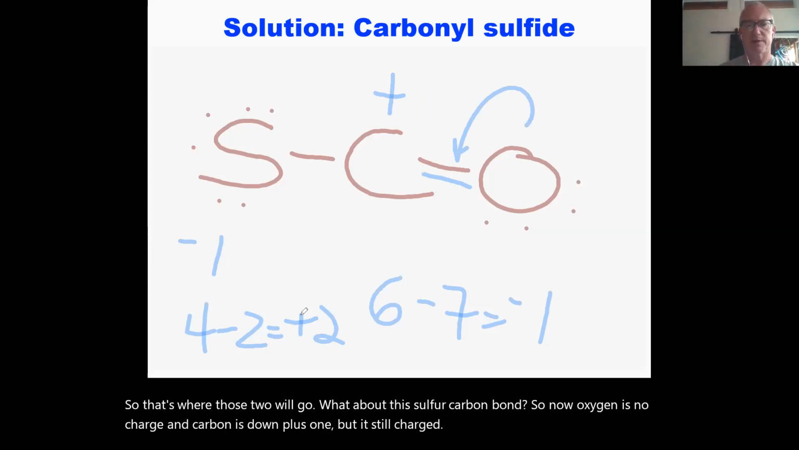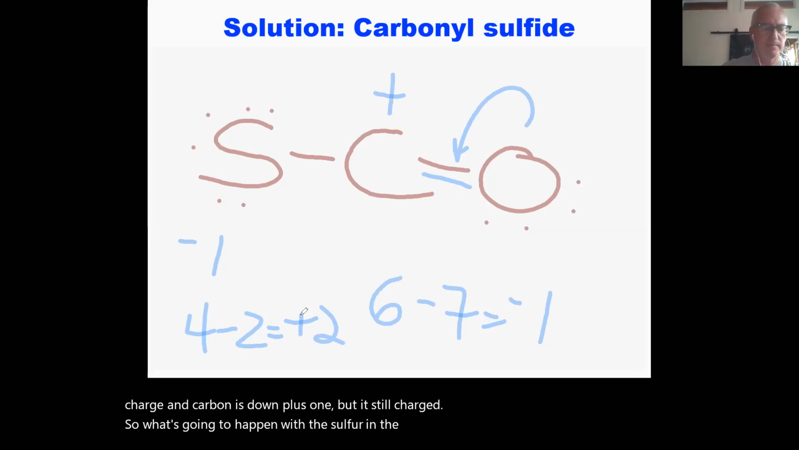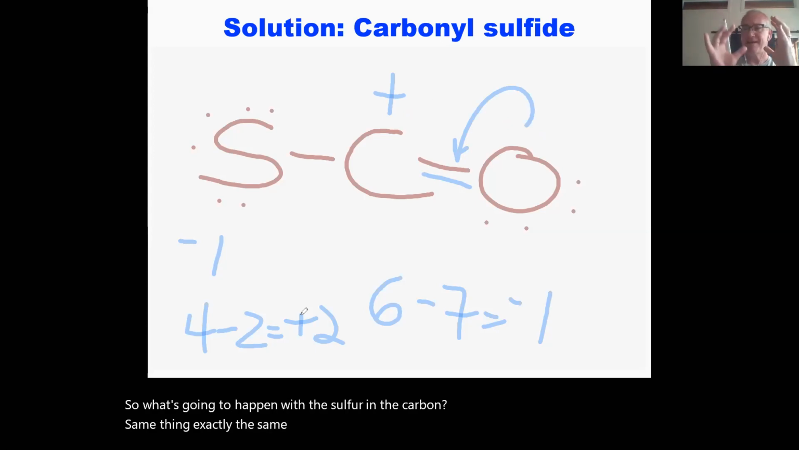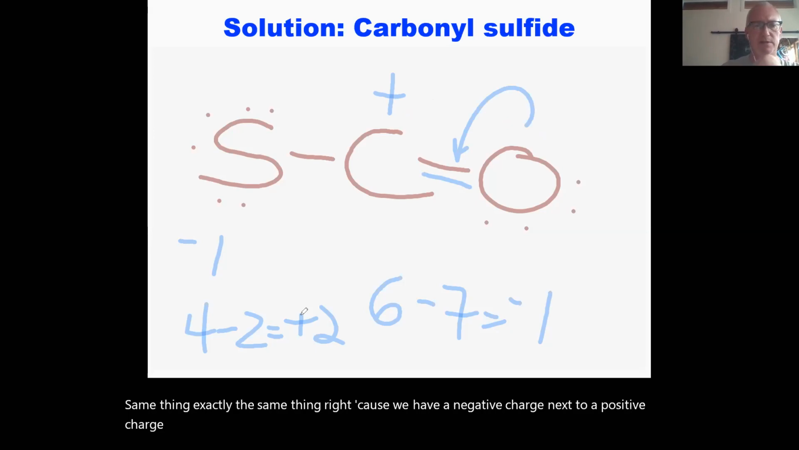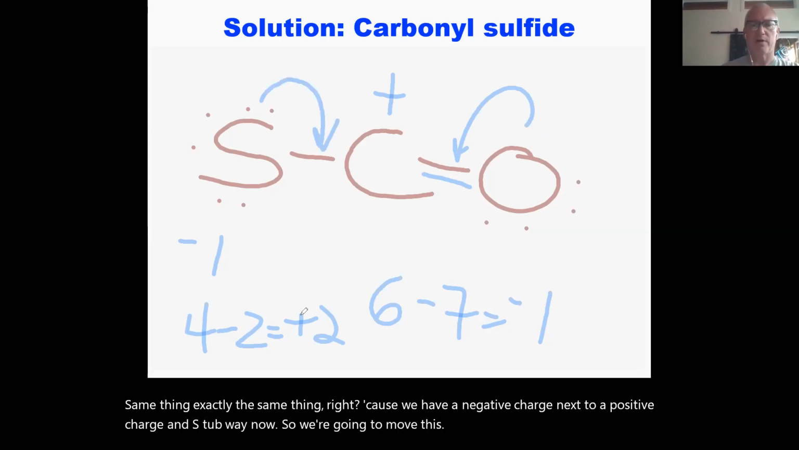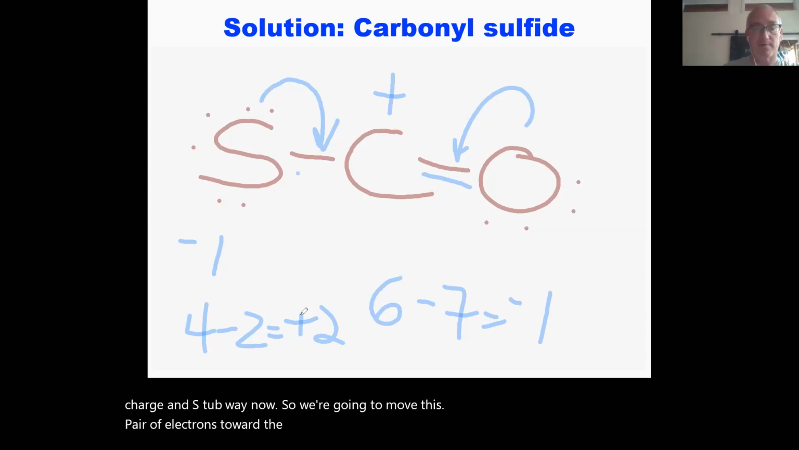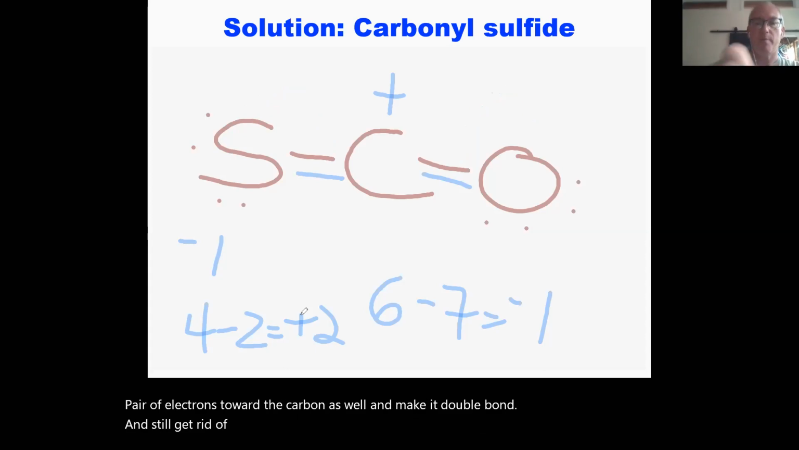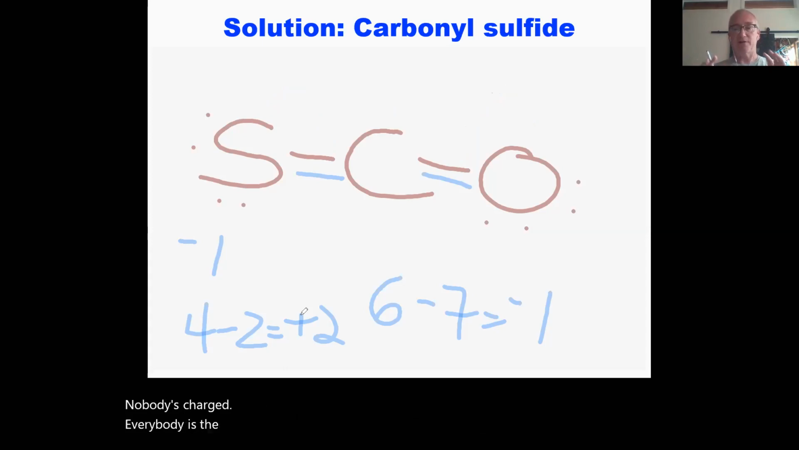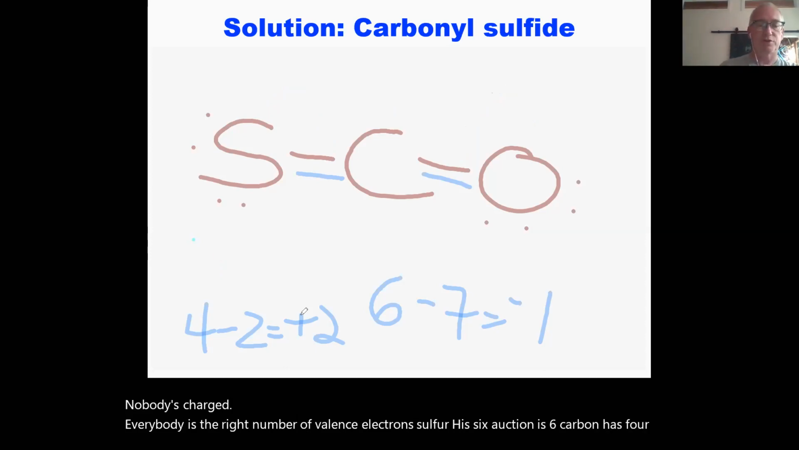So what's going to happen with the sulfur and the carbon? It's going to double bond as well. Same thing, exactly the same thing, right? Because we have a negative charge next to a positive charge, and that's no bueno. So we're going to move this pair of electrons toward the carbon as well and make a double bond. So we'll get rid of these. So now nobody's charged. Everybody has the right number of valence electrons. Sulfur has 6, oxygen has 6, carbon has 4. Everyone's chill. No one's charged anymore.